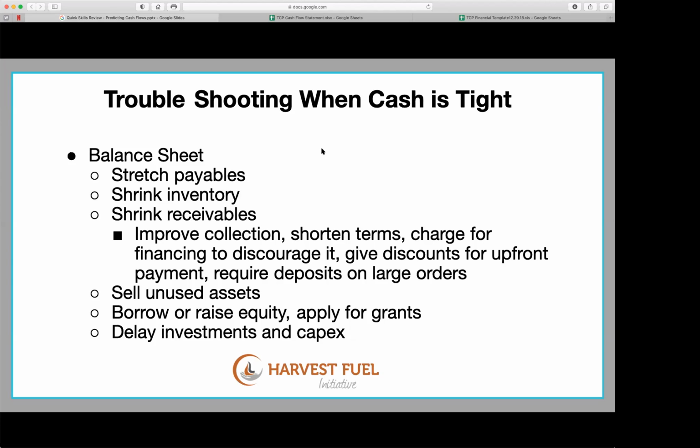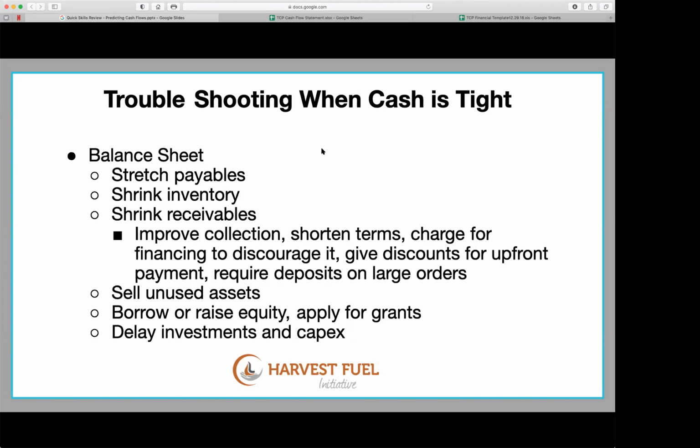Sell unused assets. I have to say, when I visit you guys, I walk around and see a lot of old equipment that you don't use anymore. Sell it, scrap it, do whatever you can, get cash out of it. You're not going to use it again. You've moved on from there. Just get rid of it and get the cash out of it so that you can do some good with it.